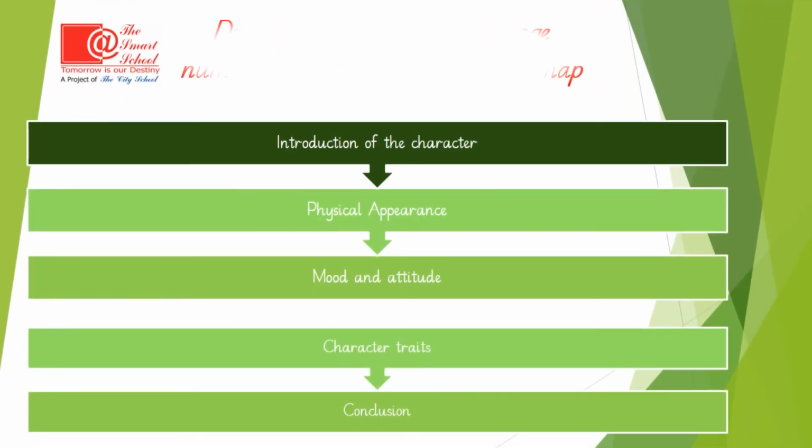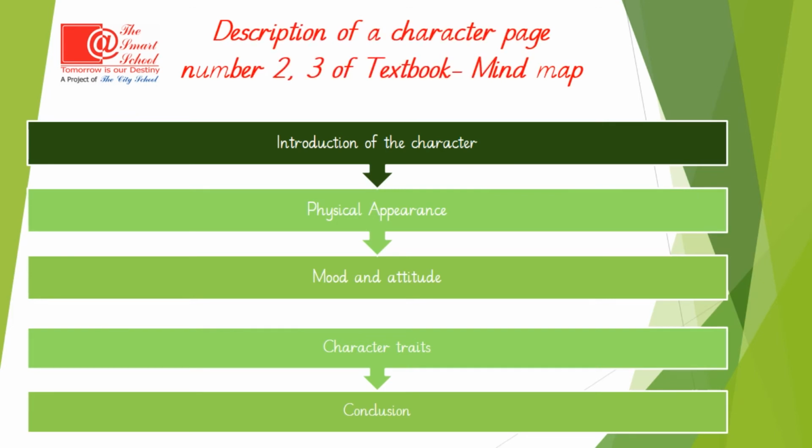Before you start writing the actual description, make a mind map in your mind or on your rough copy. Think about the character you have chosen. See how you can describe the character's physical appearance. Remember the sense of sight, that what you see. Talk about the mood and the attitude. Maybe the character would be saying something and you hear it, and that makes you think about what you could have heard. Talk about the character traits of the character you have chosen.